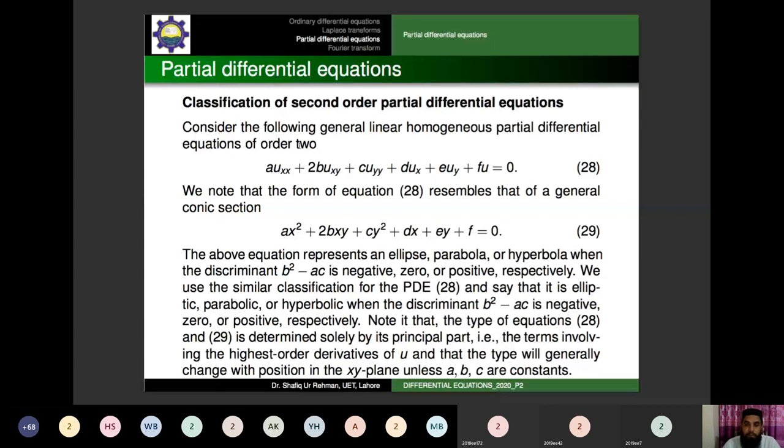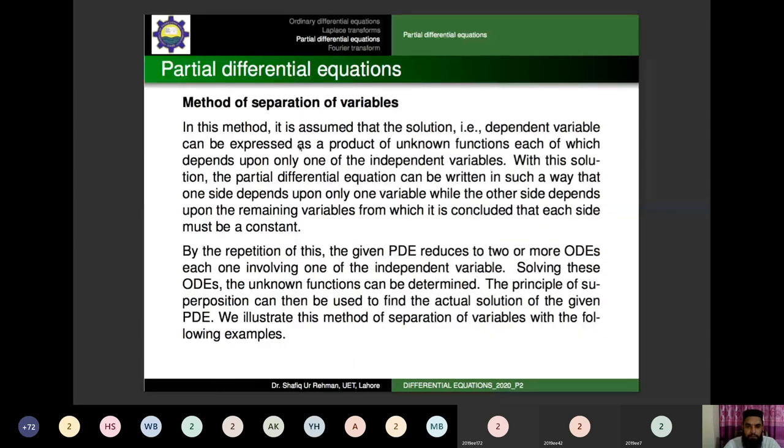There is one very prominent technique available in the literature to find the solution of partial differential equations, which closely resembles the variable separable form that we discussed while talking about first order ordinary differential equations. The very basic, the very starting technique to simplify ordinary differential equations is known as variable separable form. So pretty much on the same lines, we can also look into the method of separation of variables.